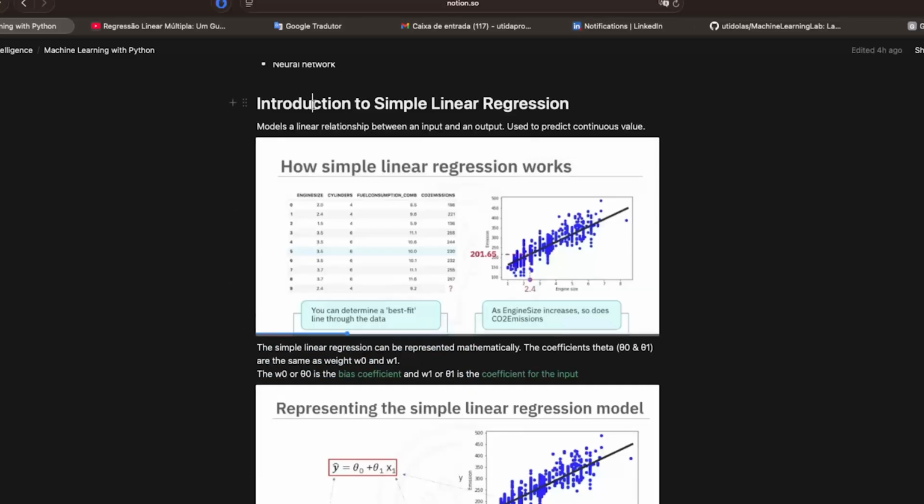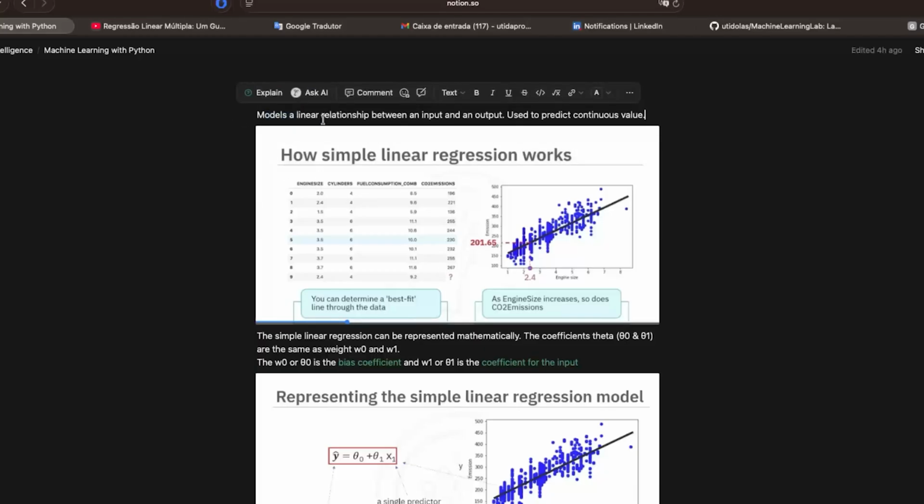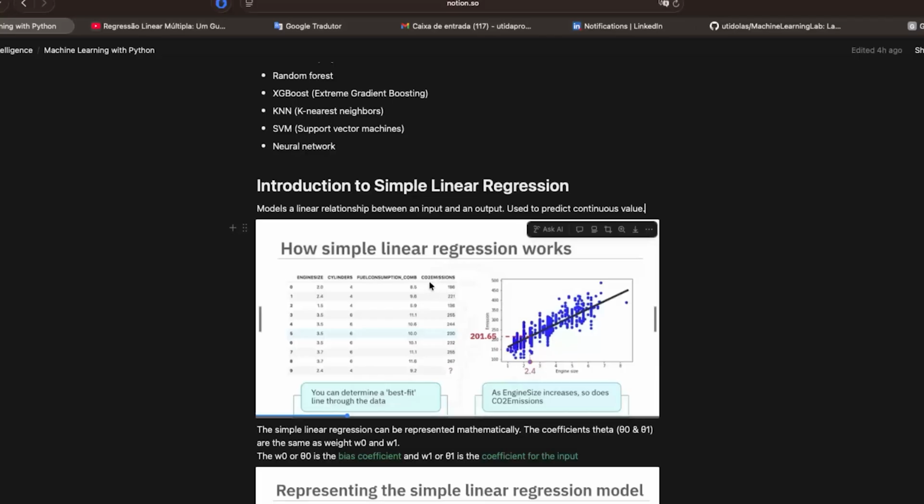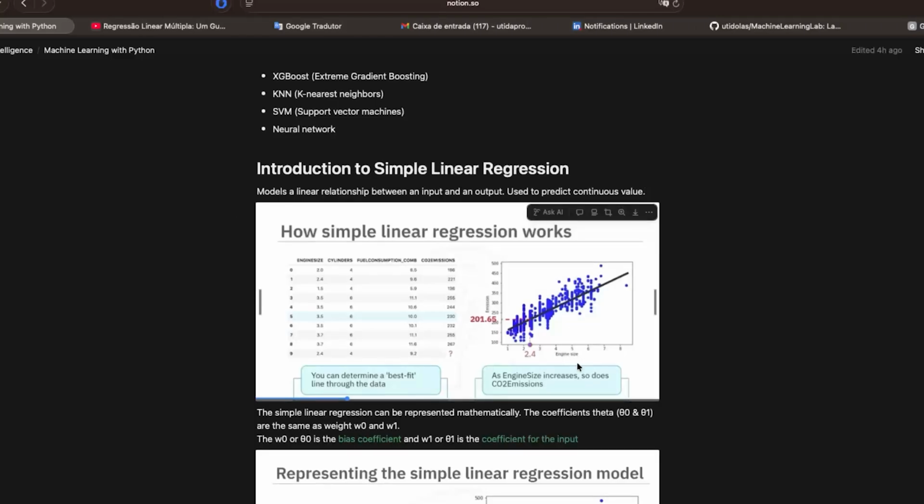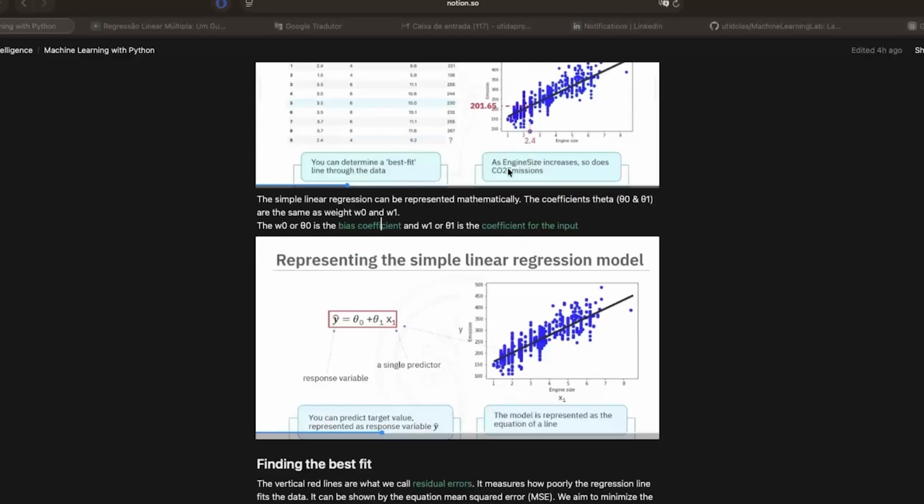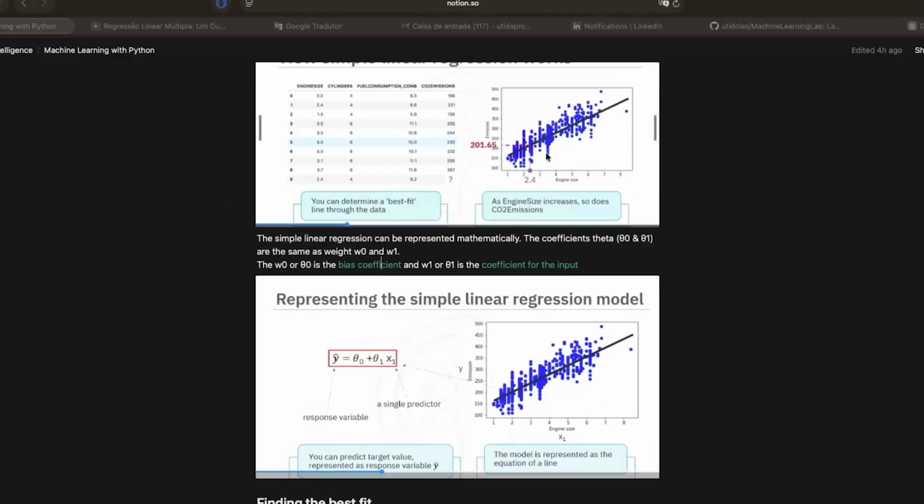Now let's see simple linear regression in more detail. As I said before, it models a linear relationship between an input and an output. Here's another example using carbon emissions. We can predict these carbon emissions by using only one feature, in this case engine size. So basically, a linear regression models a relationship where as x increases, y increases as well, or decreases, as long as it is a straight line.